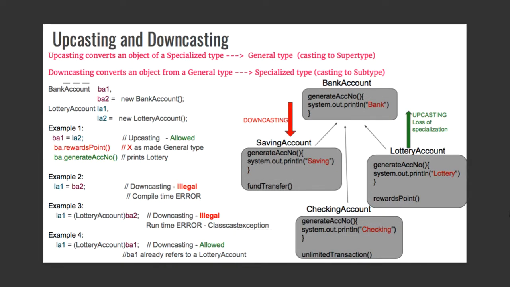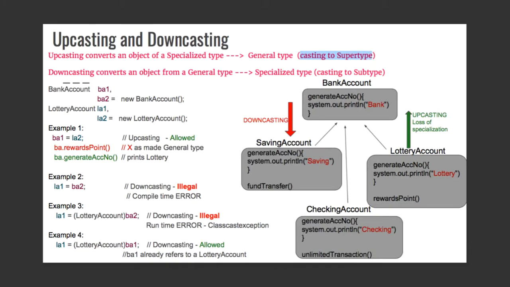So let us begin talking about upcasting and downcasting with its definition. What is upcasting? Upcasting converts an object of a specialized type to a general type. That is, when you are doing upcasting, you are actually casting it to its supertype.